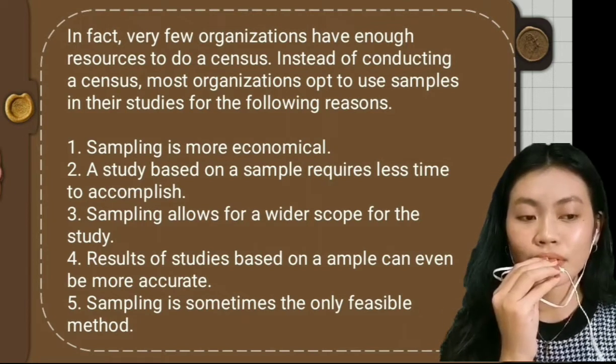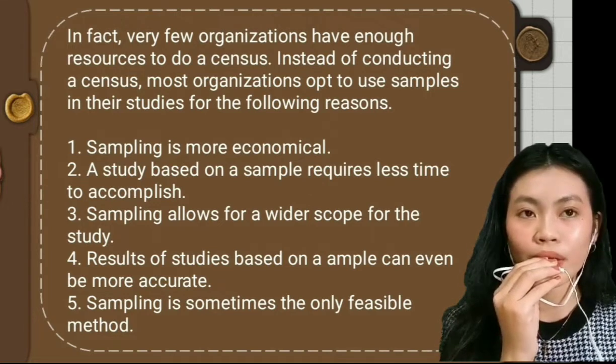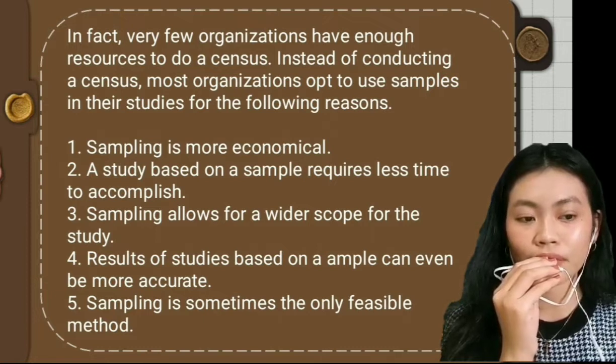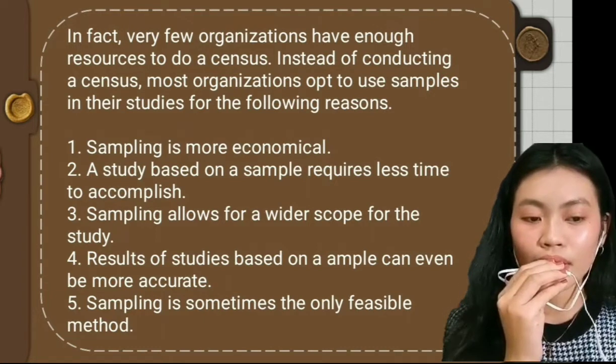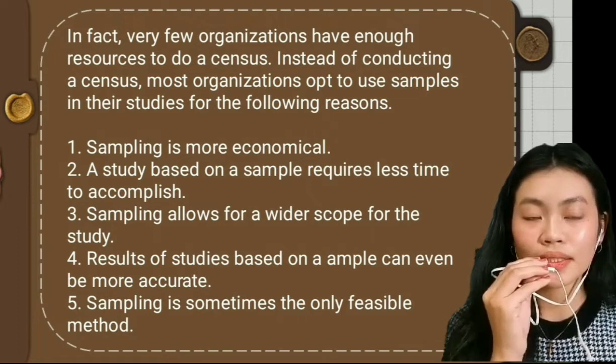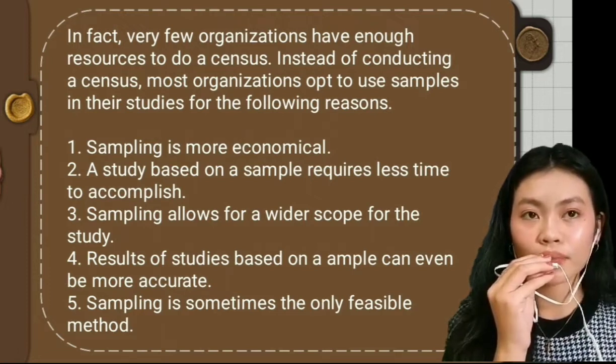So first reason, sampling is more economical. It is more economical because you can only choose sample members or representatives in the given population. Second, the study based on a sample requires less time to accomplish. Since it has a representative in a given population, it requires less time to study.